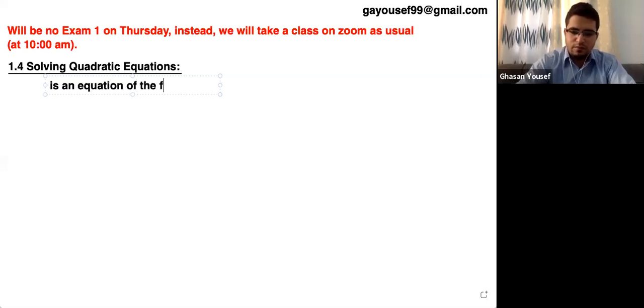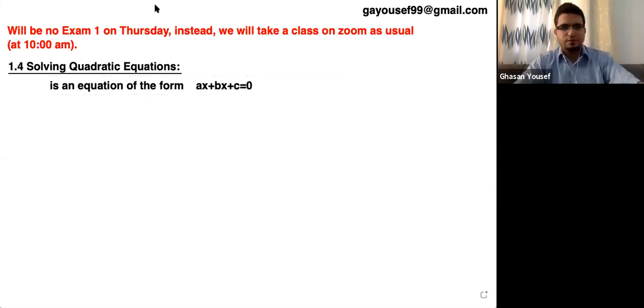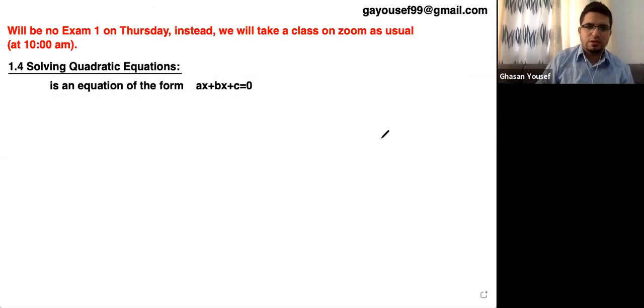of the form ax squared plus bx plus c equals 0. Here is an x squared. So an equation of this form is called a quadratic equation: ax raised to the power 2 plus bx plus c equals 0.